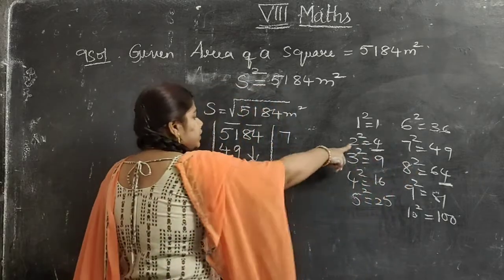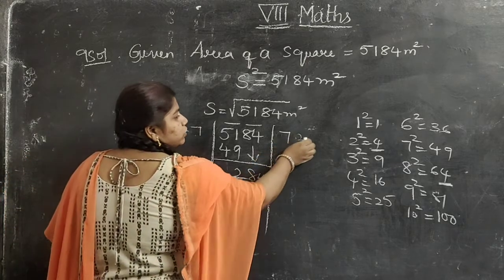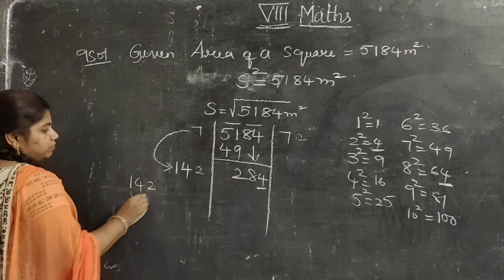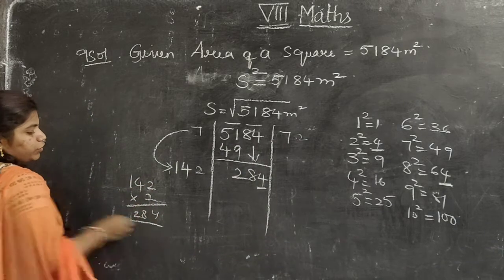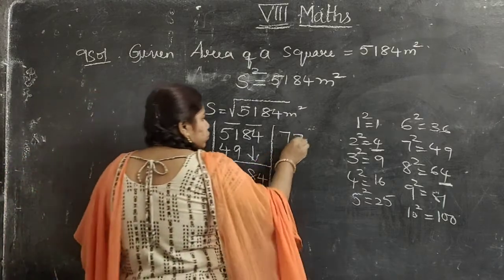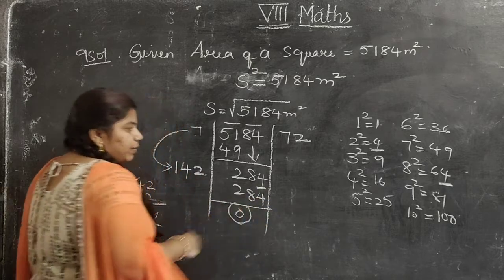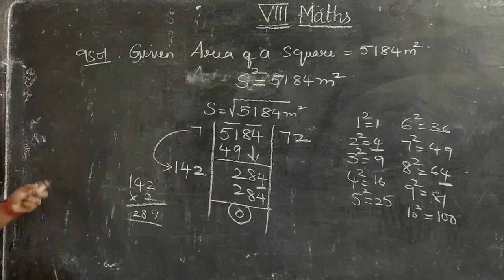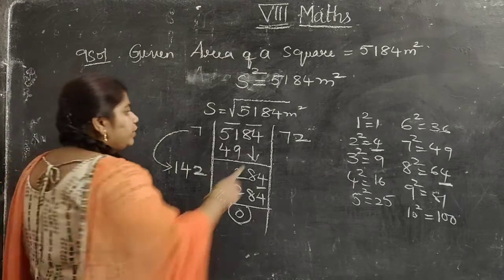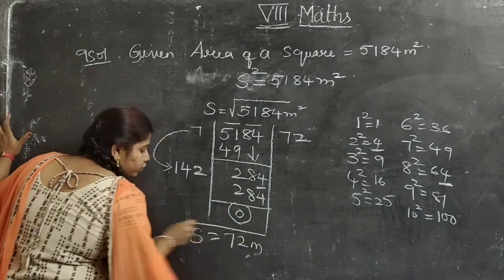First I am using 2 here. If I substitute 2 in this place, I should multiply here also by 2. That means 142 twos are 284. What is 142 twos? That is 284. So what did you get as the remainder? Remainder 0. That means the side value is 72. The square root of 5184 is 72. So the side value you got is 72 meters.